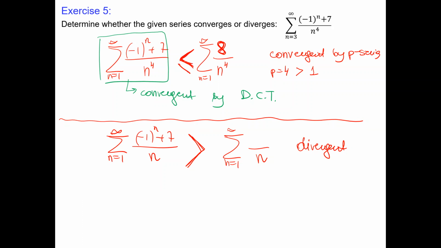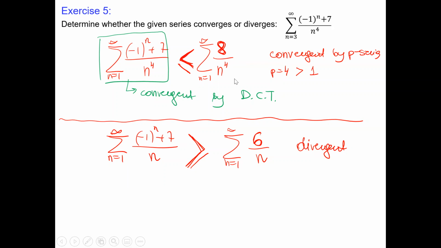Then everything is smaller, because when -1 to the n is -1, plus 7, it will be 6. The top quantity just changed between 6 and 8. And if this is 6, then it's less than 8. Now we can put 6 because it's equal to 6 or greater than 6 if this is 8.